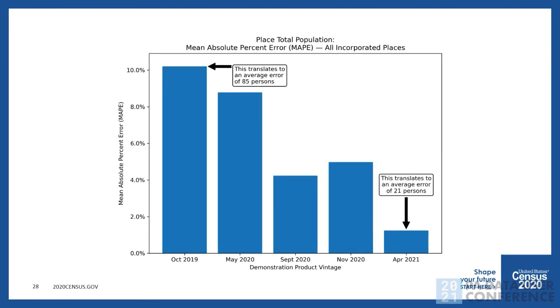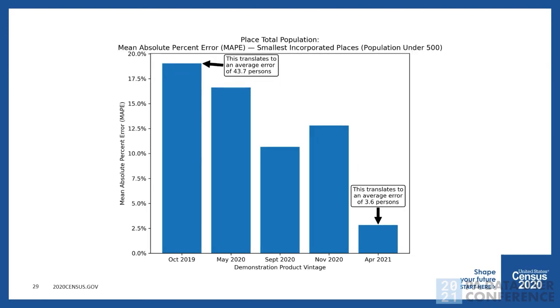Here's total population for incorporated places. This is something that I know a lot of data users are concerned about. And again, you can see substantial improvements here, down to plus or minus 21 people in the April 21 file. And for the smallest incorporated places, those with under 500 people, the average error is just plus or minus 3.6 people, down from 43 in the October 2019 demonstration set.